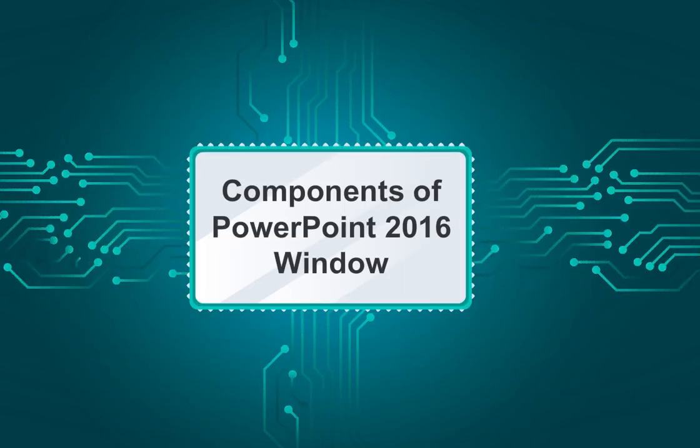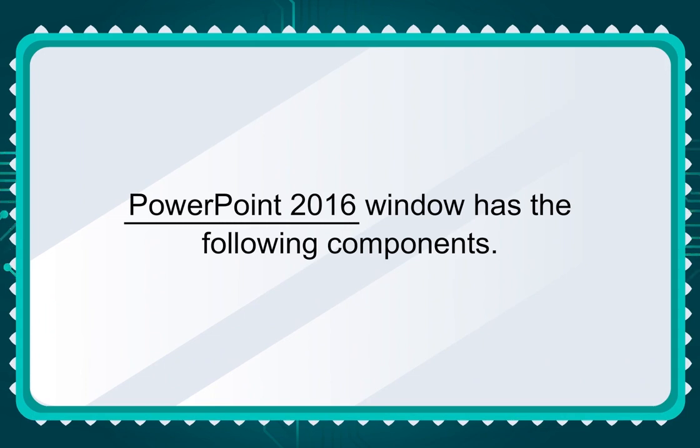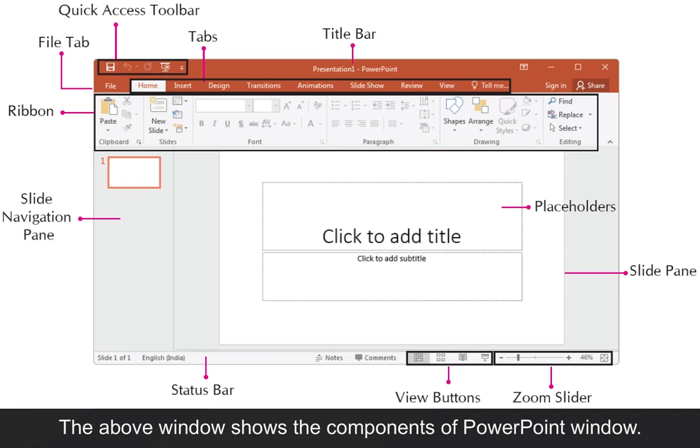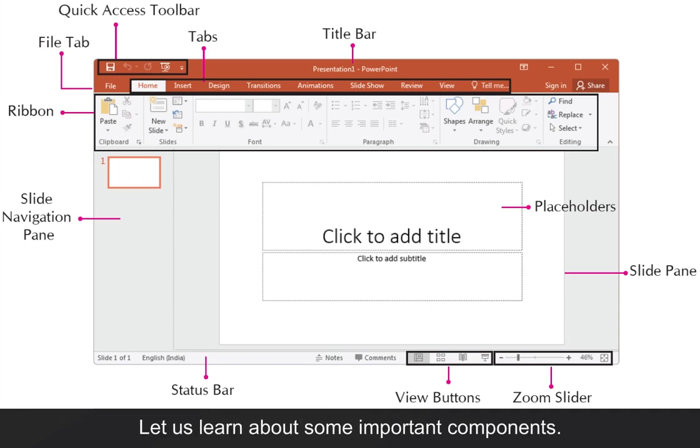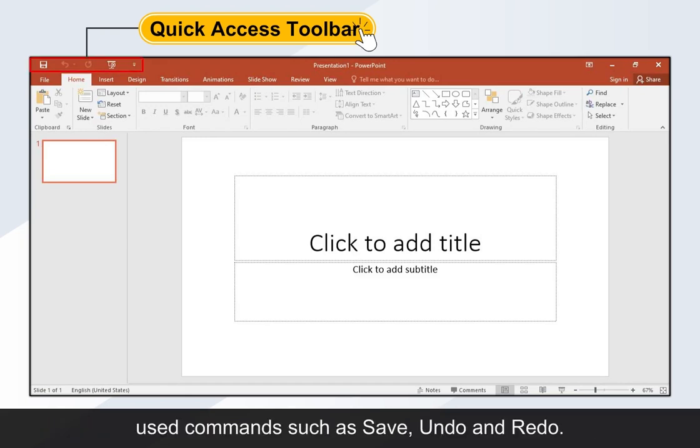Components of PowerPoint 2016 window. PowerPoint 2016 window has the following components. The above window shows the components of PowerPoint window. Let us learn about some important components. Quick Access Toolbar. It contains the buttons for the most commonly used commands such as Save, Undo, and Redo.